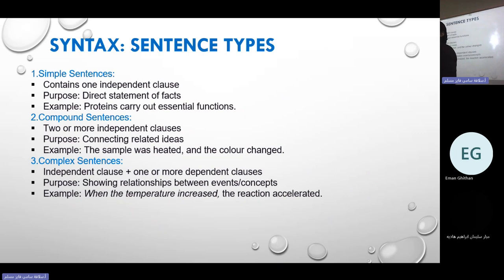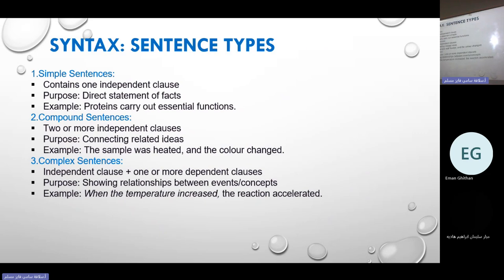Sentence type. We have what we call simple sentences, compound sentences, complex sentences, and there is a fourth one which is compound-complex sentences. Okay? What is explained here are these three types of sentences. We have the simple sentence.